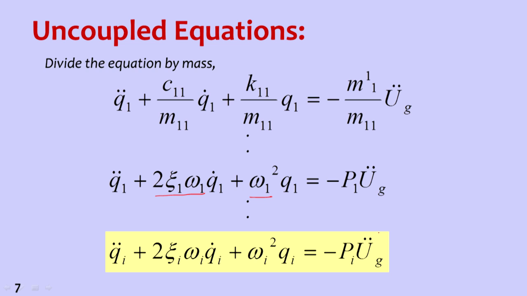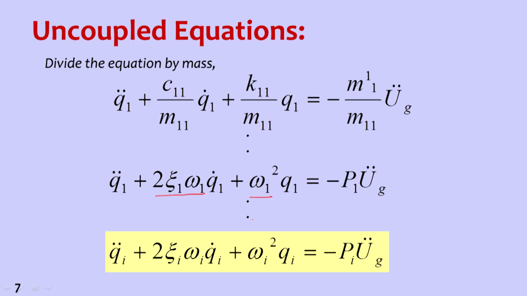Now the equation of motion for the uncoupled equations is Qi double dot plus 2 zeta i omega i Qi dot plus omega i square Qi is equal to minus Pi u double dot g. So this is the single degree of freedom system. We converted n degree of freedom systems into n single degree of freedom systems, where i is equal to 1, 2, 3 up to n.